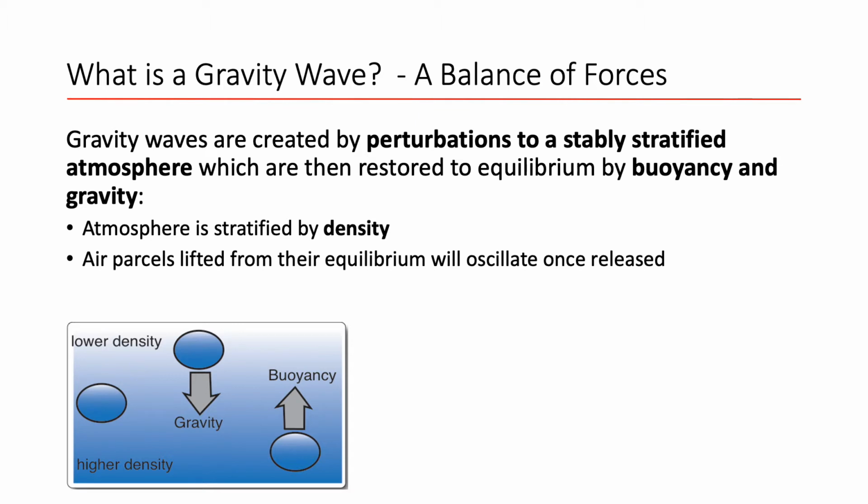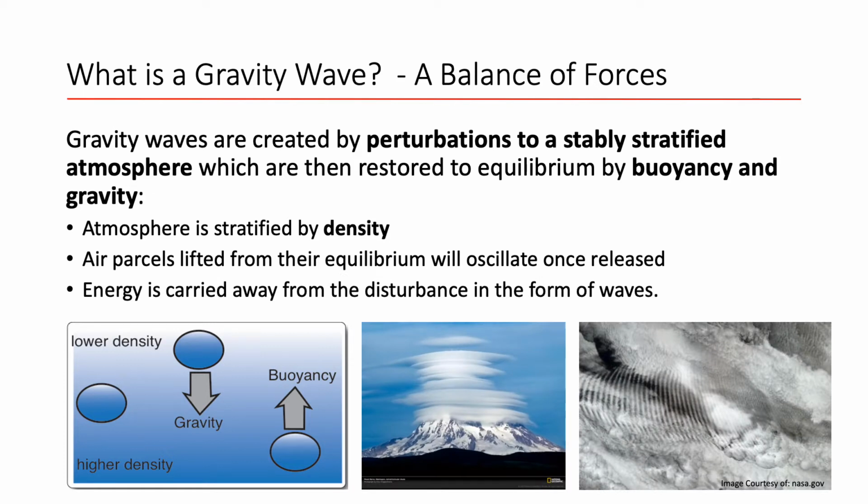However, it will shoot past its equilibrium position, and then it will find itself surrounded by regions of denser air, and it will be driven back up by buoyancy, and you get an oscillatory motion. The energy from these oscillations is carried away in the form of waves, and these are gravity waves. And the figures in the bottom right here just show some indication of wave motions in the lower atmosphere.